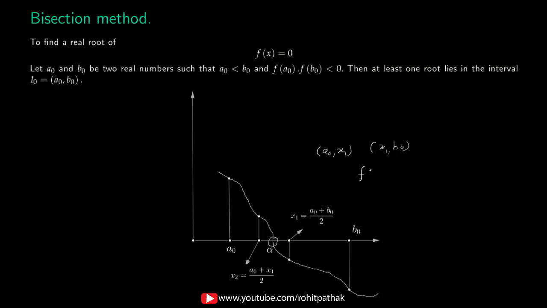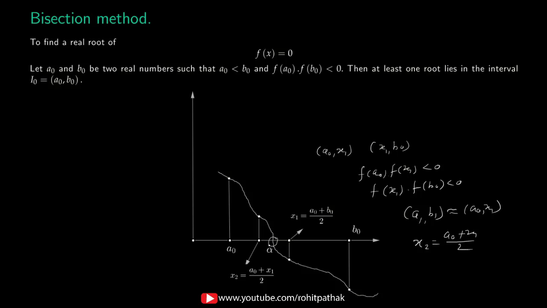Again, we check the conditions: f(a0) times f(x1) less than 0, or f(x1) times f(b0) less than 0. Depending on these two conditions, we take the new interval as (a1, b1), where (a1, b1) is (a0, x1) if the first condition is satisfied, and (x1, b0) if the second is satisfied. In this graph, we take (a0, x1) as (a1, b1) because the root lies in this interval. Again we bisect the interval and take x2 as (a0 + x1)/2.